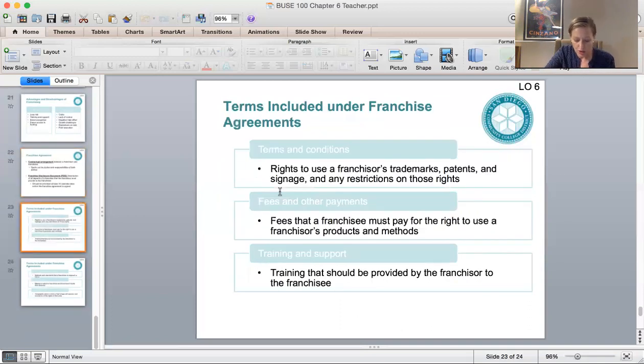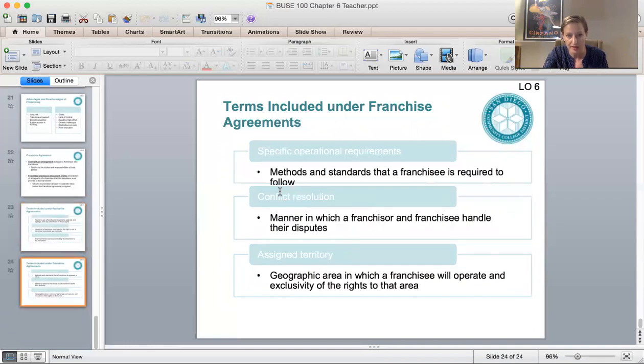So these slides show some of the key items normally covered in a franchise agreement: terms, conditions, fees, training, operational requirements, conflict resolution, territory, etc.